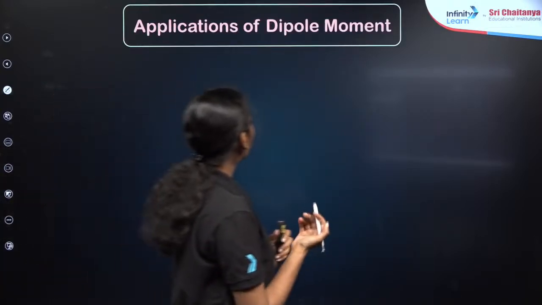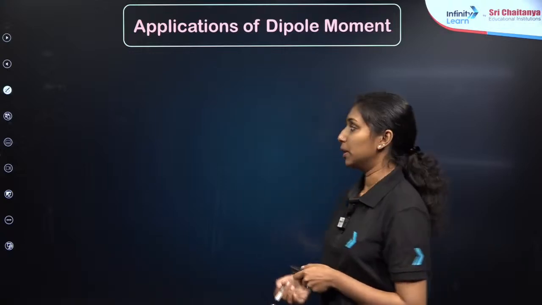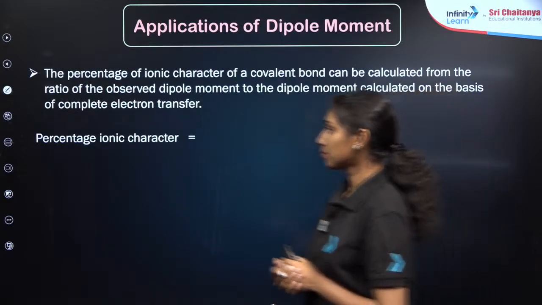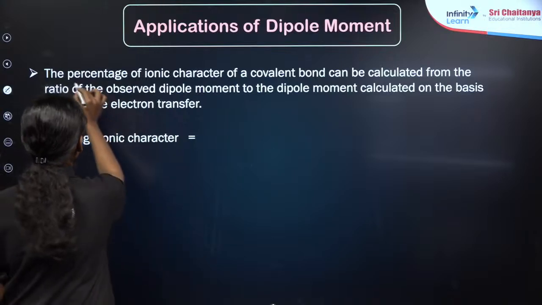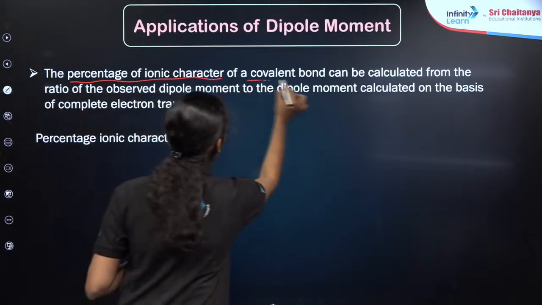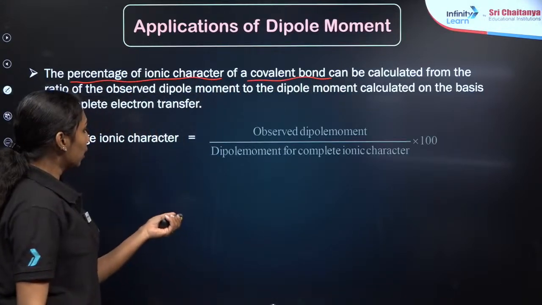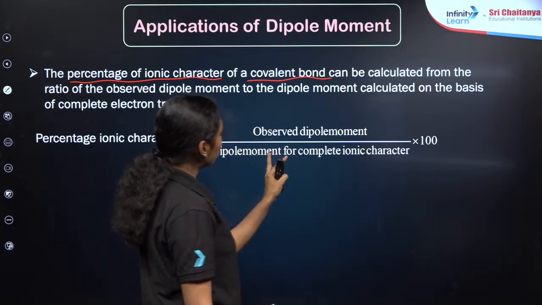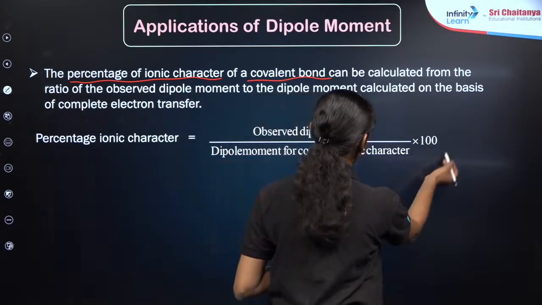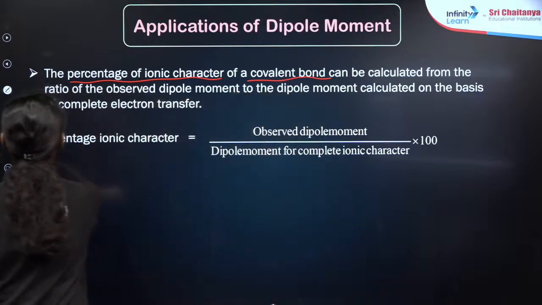Then what will be the application of dipole moment, right? Using dipole moment, we can express the percentage of ionic character in a covalent bond, which is given by the formula: observed dipole moment divided by the dipole moment of complete ionic character, multiplied by 100. This will be the formula. This is very important, right?